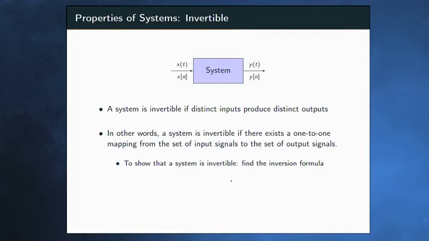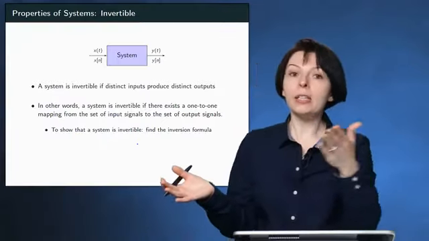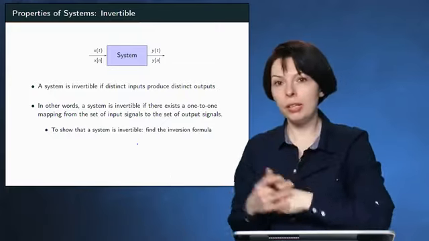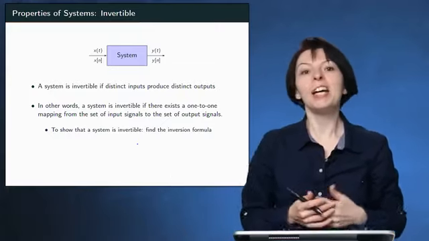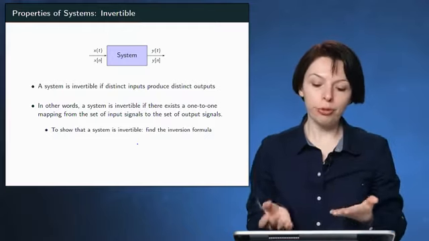So for any input signal, there is a unique output signal that is related to it using this invertible system. And if I have a signal at the output, I can identify the input signal that was used to generate this output signal. To show that a system is invertible, we need to find the inversion formula.